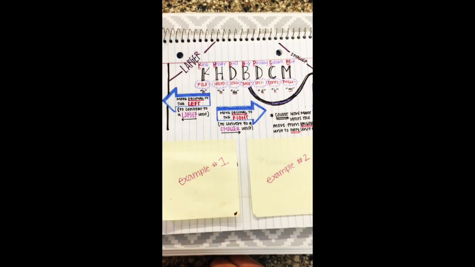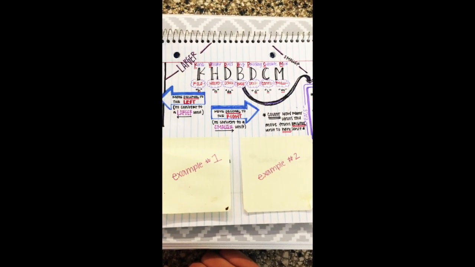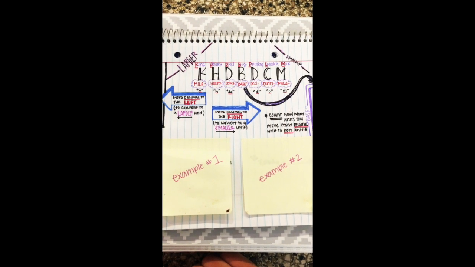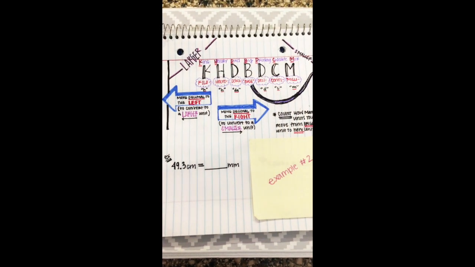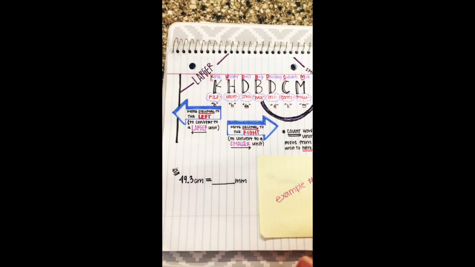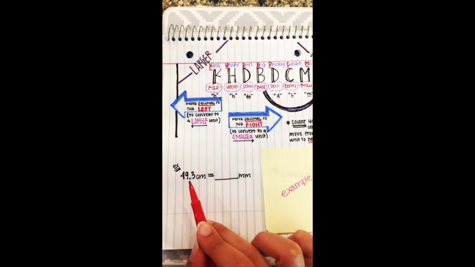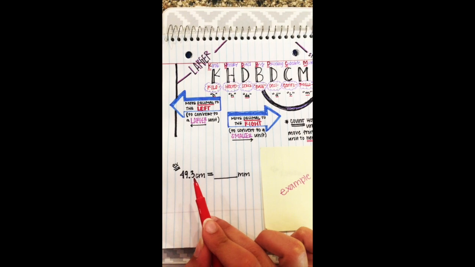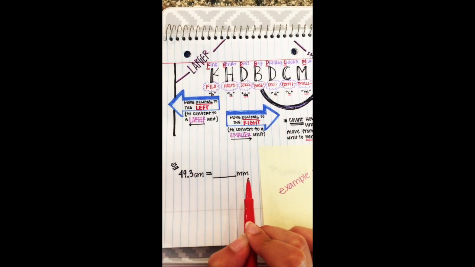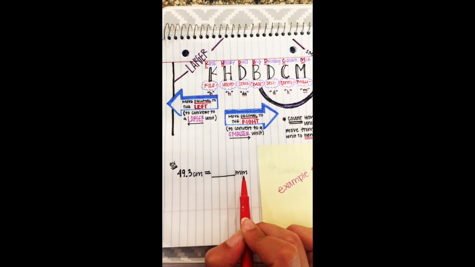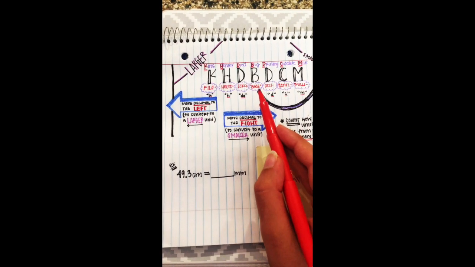Okay, so now that we've discussed how we can go about our conversions of our units in our metric system, we're going to go through two different examples. So these two are going to be pretty straightforward. So I have my problem, 49 3/10 centimeters is equal to how many millimeters? Okay, so our first question is, what is our base going to be?